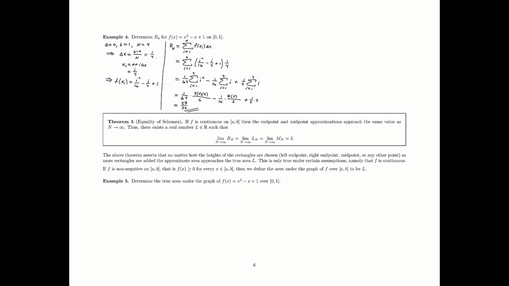Well, a and b stay the same. So a is 0, b is 1, n is just n. So I'm not even going to write n equals n. I'm just going to say n rectangles. So these three things imply that delta x is (1 minus 0) over n, so 1/n.